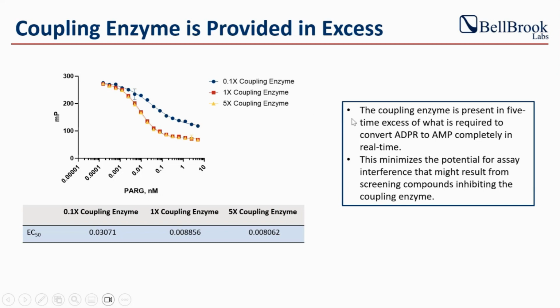So why is that important? The limitation of a coupling enzyme assay is a false positive result for an inhibitor. That means the inhibitor may inhibit the coupling enzyme, and it results in a dose response curve. So when we provide the enzyme in 5 times excess, let's say an inhibitor inhibits the coupling enzyme by 80%, we still have enough coupling enzyme to convert all the ADPR to AMP for detection. That way we minimize the potential assay interference that may inhibit the coupling enzyme.